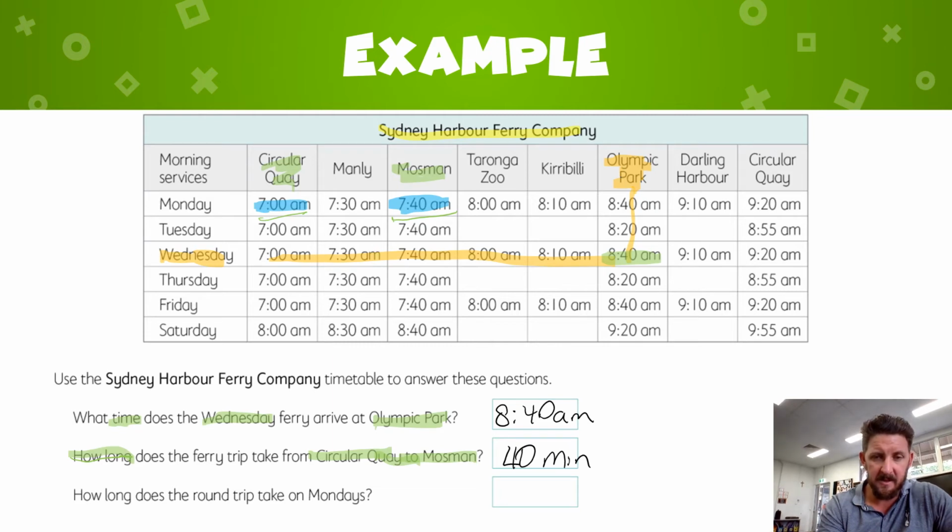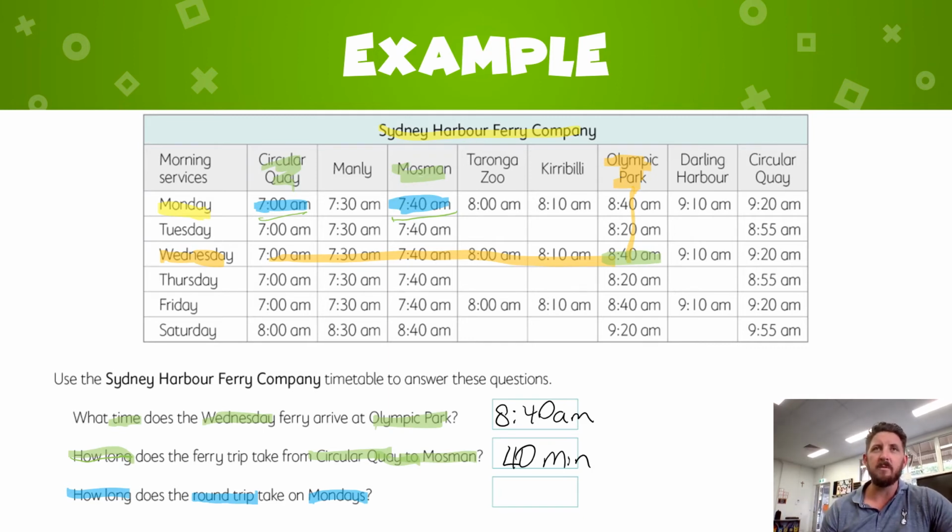And the last one here says how long does the round trip take on Mondays. Now, probably the important part here is to know what it means by a round trip. And the other part we need to know is how long. And the last part we need to know is Mondays. So first thing we need to do, I'm going to use yellow here, we're going to look at Mondays.